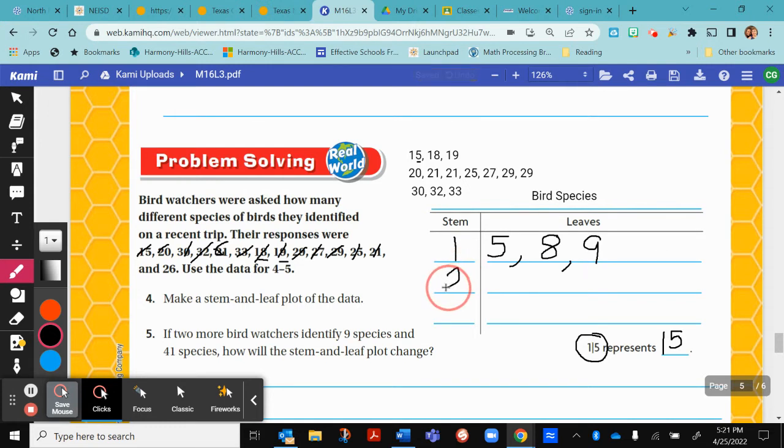I'm going to stem 2 because 2 is in the tens place. To represent the numbers in the ones place, I'm going to place those in the leaves. So I have 0, I have 2 ones, I have a 5 and a 7 and 2 nines. Then I'm going to stem 3, and I have a 0, 2, and 3.